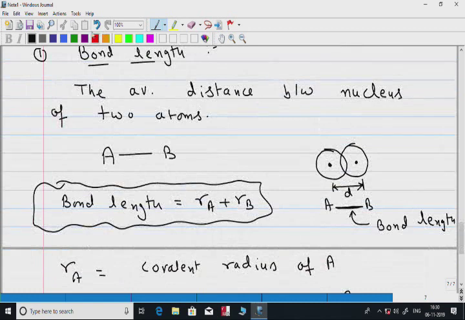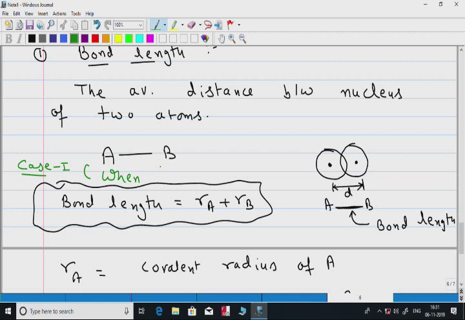Guys, you can mark this one as case 1. This is your case 1. And here we can say that when electronegativity difference is 0. You can copy this one, guys. You have to copy this one as well. You can mark this one as a headline.